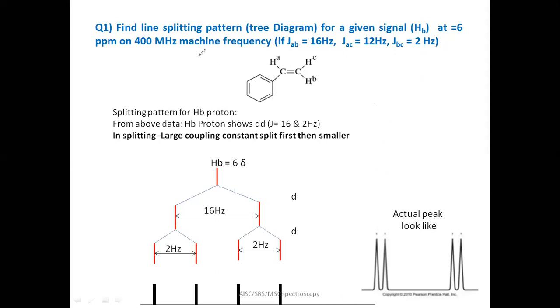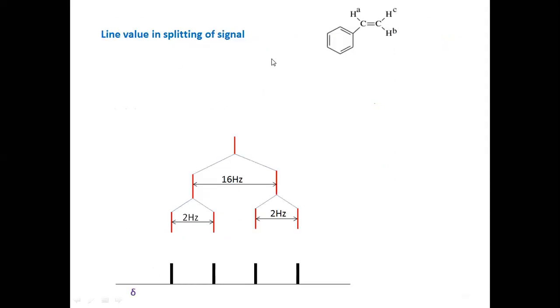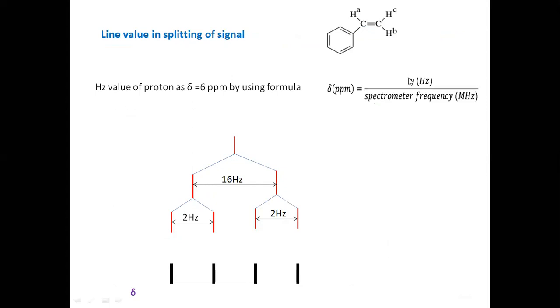Next you have to calculate the lines of that. So this is your splitting of HB. So the hertz value can be calculated from that delta ppm using that formula. Delta ppm is equal to frequency in hertz divided by spectrometer frequency in megahertz. Directly you can calculate. Therefore, the frequency in hertz is equal to delta into machine frequency.